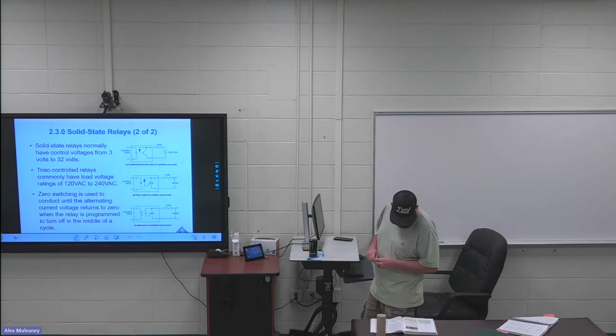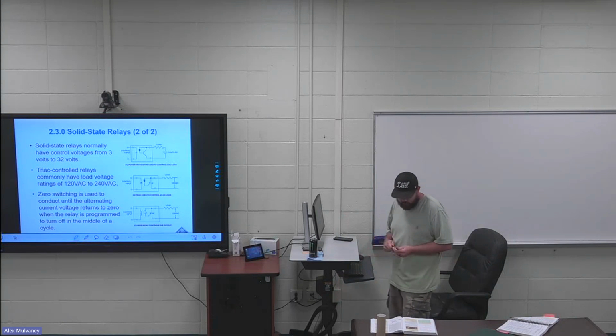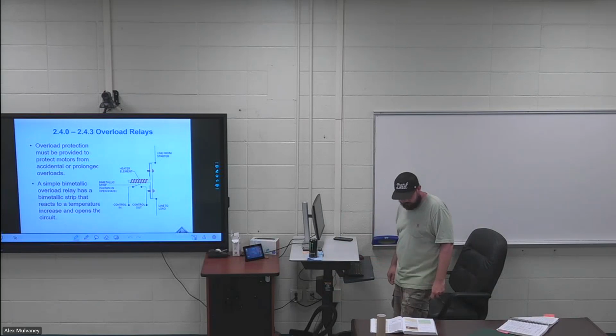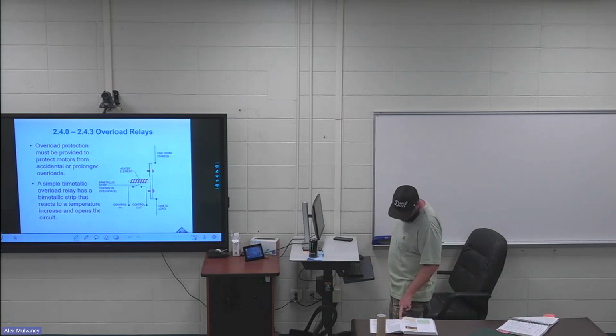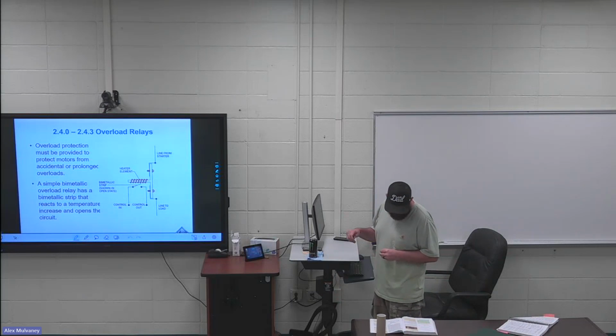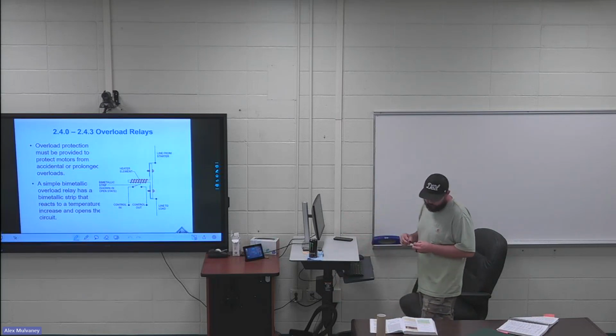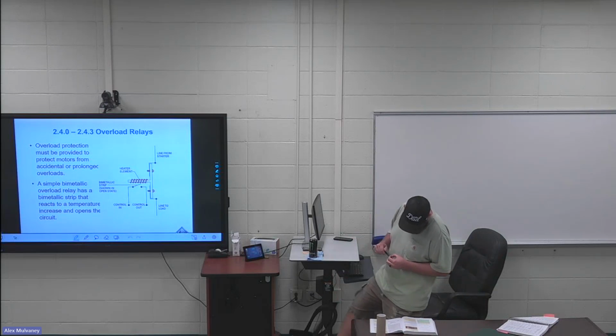Bimetallic overload relays. These are used a lot. 241. A simplified bimetallic overload relay is shown up on the board or in figure 14. My highlight for these is the last paragraph in that section right before 242. That last paragraph, first sentence is highlighted.